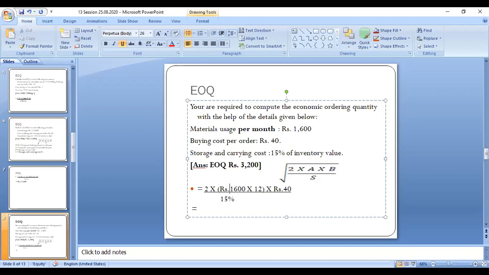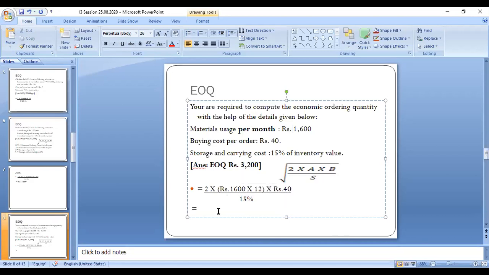If the usage is given in rupees, then in the storage and carrying cost below you have to write only the percentage. You need not write the cost per unit of material. So you write simply a percentage. This is a different formula, and here the cost per unit is not required.